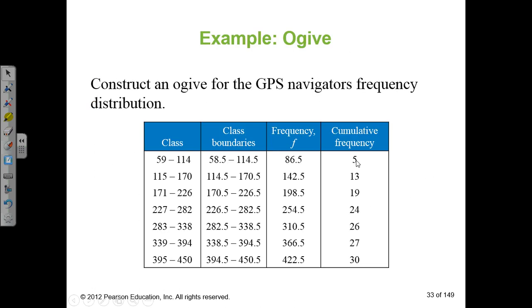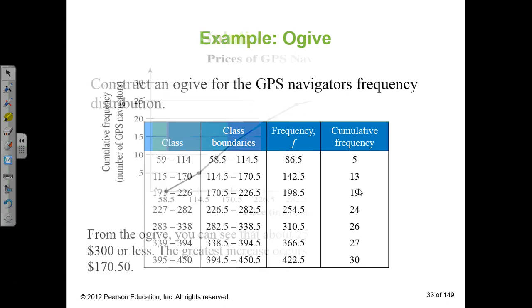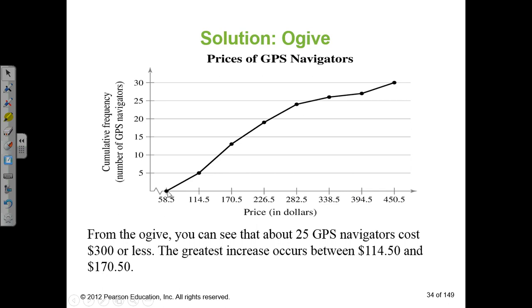So here we had our cumulative frequency, 5. Then we did the 5 plus the 8 and got 13, plus 6 and got 19, and so forth. So started at 0, then we had 5, then we had 13, and so on until we ended up at 30. From the ogive chart, you can see we have the most increase in price up until about here, then it starts leveling off.